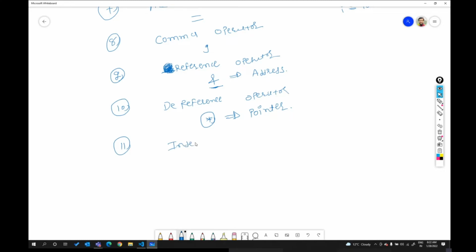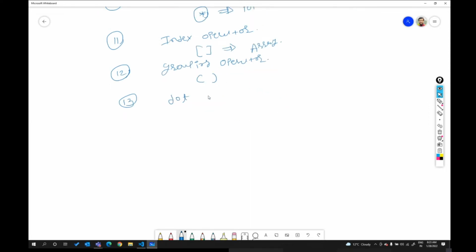Then index operator. This we will see in the concept of array. Twelfth is the grouping operator. Grouping means we are doing some task inside the parentheses. So this is called grouping operator. And grouping operator follows something like the BODMAS rule in arithmetic. So grouping has the highest priority. Next one is the dot operator. So we will see dot operator in the chapter of structure. And next is the arrow operator. So arrow operator also we will see in the structure concept.